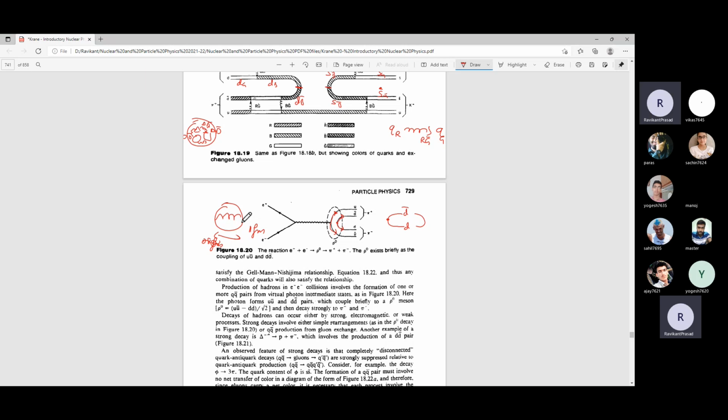वीक इंटरेक्शन हमने कहां देखा था? बीटा डिके. न्यूट्रॉन बिकम प्रोटॉन और प्रोटॉन बिकम न्यूट्रॉन. This is happening only when one U is becoming a D or one D is becoming a U. तो D और अप क्वार्क का क्या चेंज हो रहा है? फ्लेवर चेंज. अगर D आपका U बन गया है तो फ्लेवर चेंज हो रहा है. तो weak interaction can change the flavor of quark. तो जब भी वीक इंटरेक्शन होगा, the flavor is going to change.